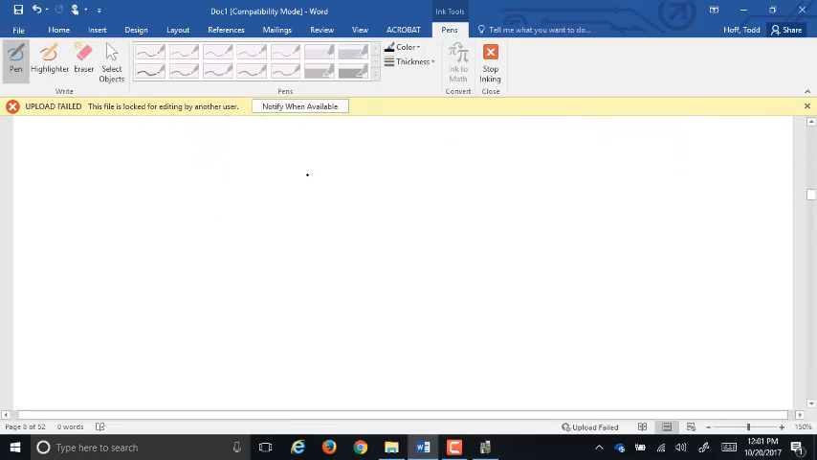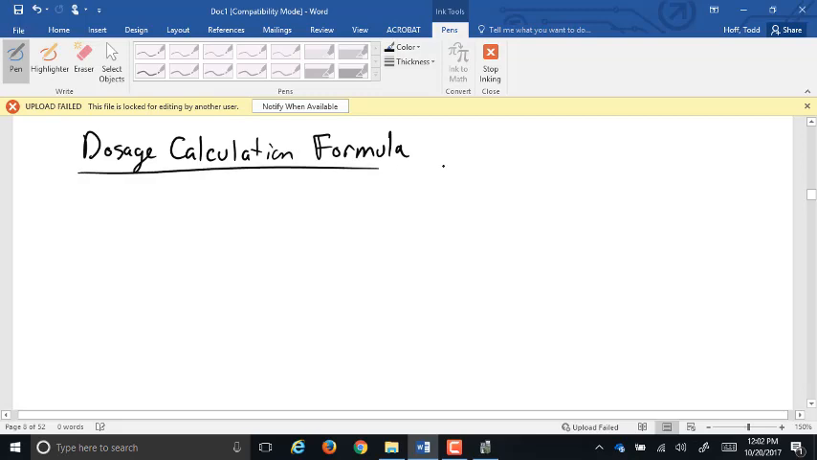Now, there are 3 ways of calculating dosages. One is the dosage calculation formula. Not my favorite way of doing it, partly because it requires you to memorize a formula and to be able to pick out the information and put it in certain places, which is fine. But in more complex problems, you have to repeat the formula 2, 3, 4 times to get to the right answer.